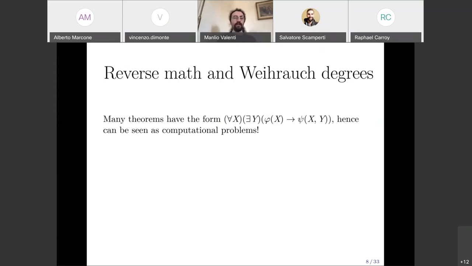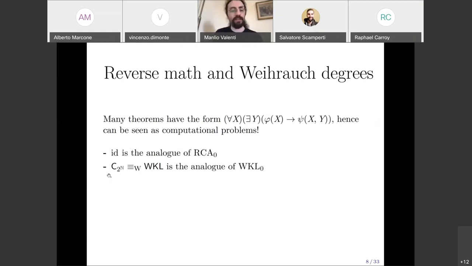This connection has been very well explored in the literature. If you want, we can draw many parallels between the reverse mathematics hierarchy and the Weihrauch degrees; this is rather well known. But let me just tell you what happens. In some sense, the identity problem is the analog of RCA naught, and that's just because the identity problem sort of corresponds to computable problems. Then you have this problem here, which should be read as choice on the Cantor space, which is actually another way to phrase Weak Kőnig's lemma, because this can be phrased as: given an infinite binary tree, compute a path through it. And this is essentially Kőnig's lemma.